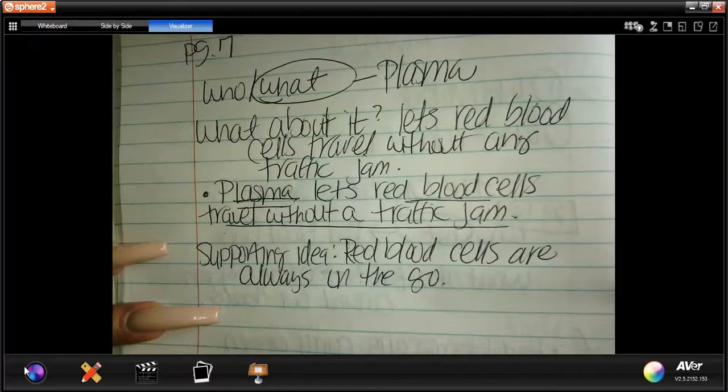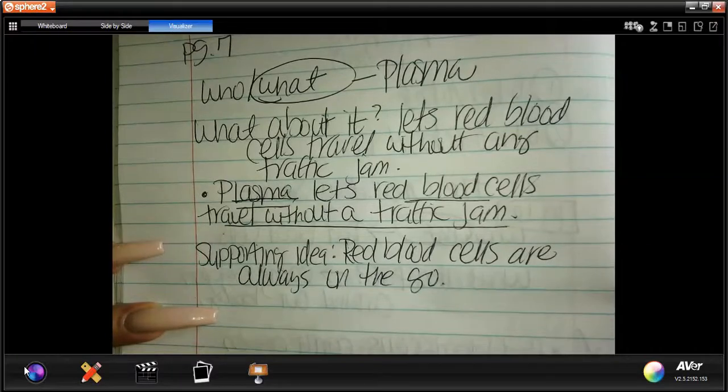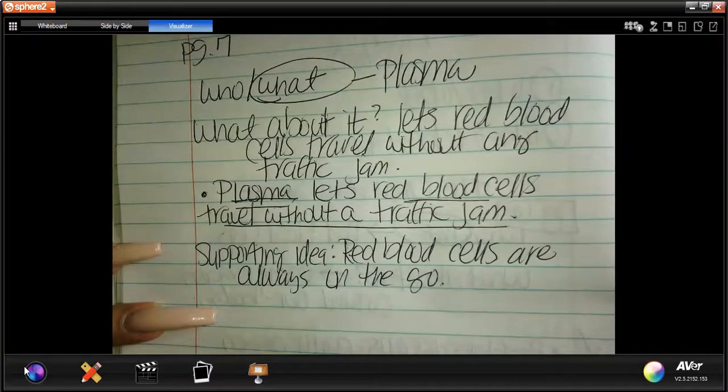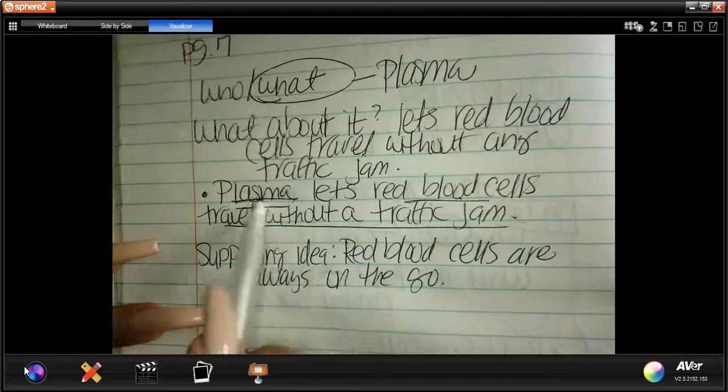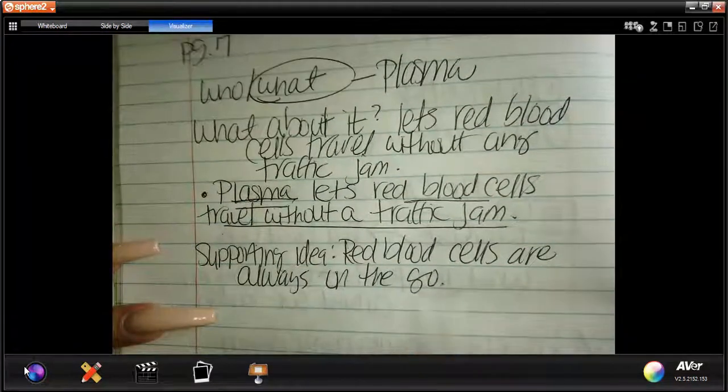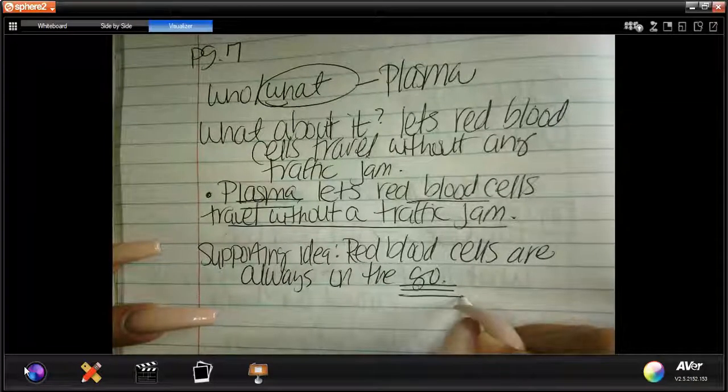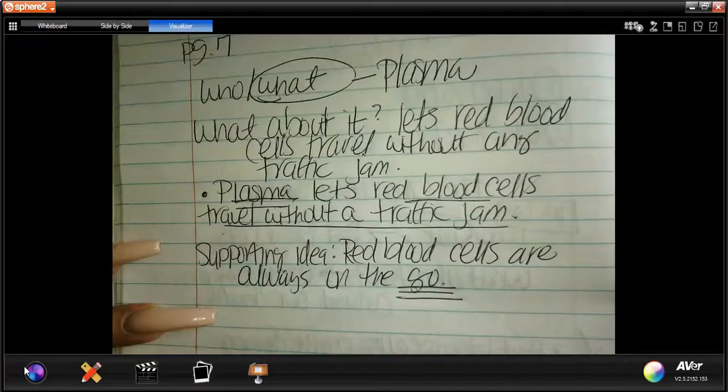Remember, I just can't sit and say, okay, let my red blood cells have a day off. Today, nobody moves. No, that's not true. They have to keep moving. Your body needs oxygen. They carry the oxygen. They travel throughout your body. And what lets them travel freely? Plasma. So because they're always on the go, means that they're always moving, they need plasma.